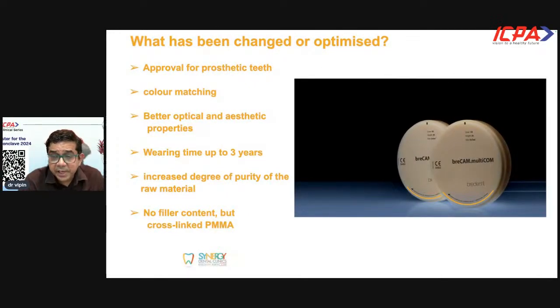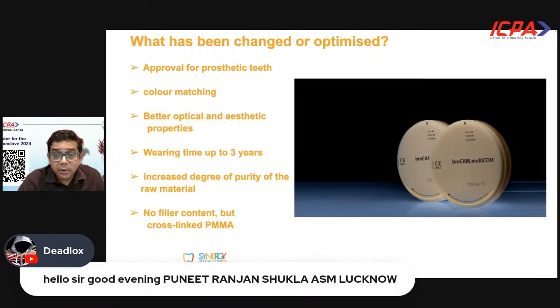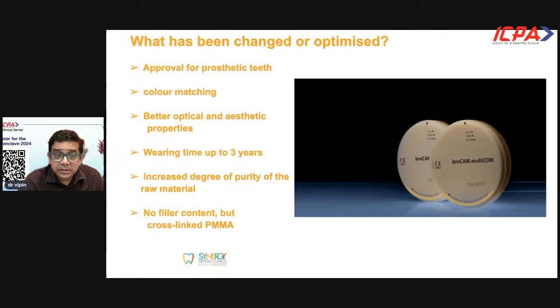So what has changed? These newer PMMAs like Bracam Multicom, and there must be many more companies manufacturing it, this is the one that I am using quite regularly. It has been given an approval for prosthetic teeth also because the strength has increased. It has good color matching as they are giving different shades as well as gradation in the shades, like translucency at the top and opacity down. Better optical and aesthetic properties.